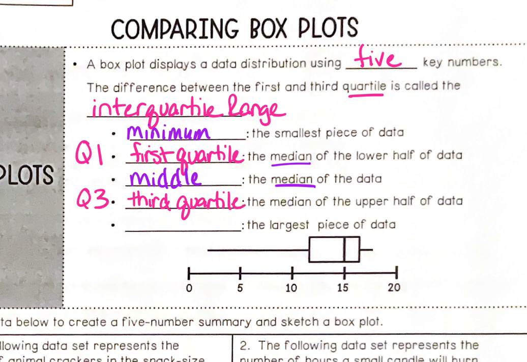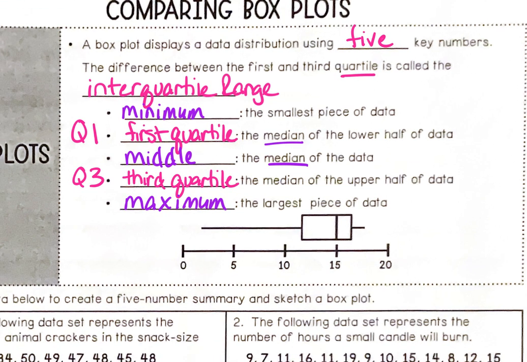And then the largest piece of data is the maximum. So the maximum and minimum numbers is the largest and smallest piece of data. So we take a look at this here. Let's go ahead and label it.